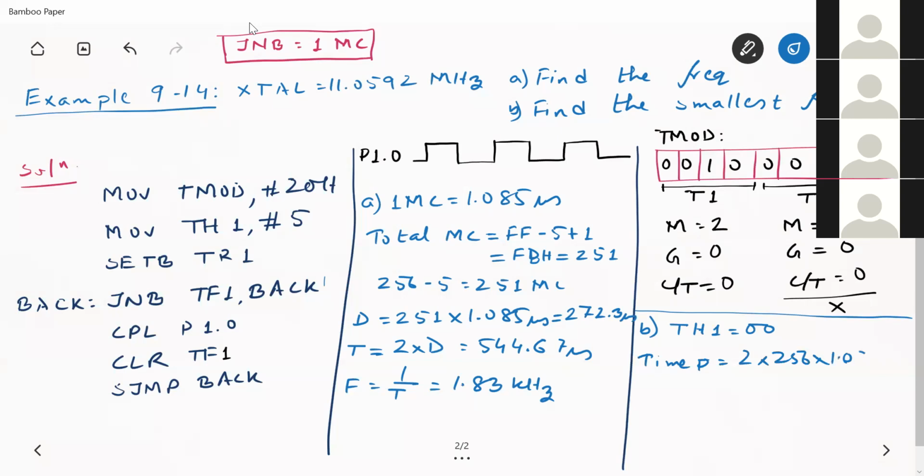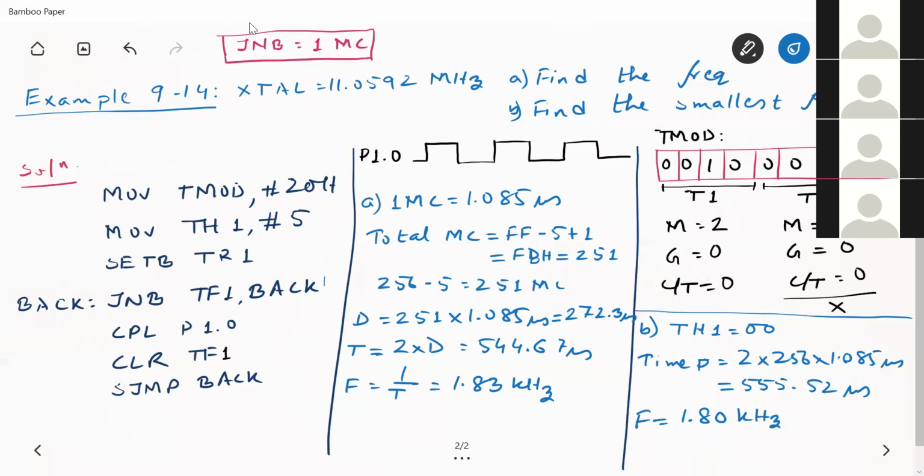Can I write this thing? Yes, sir. Okay, so we understood, right? So the time period will be 2 into 256 into 1.085 microsecond, which will come about 555.52 microsecond. Now, once we have the time period, we can find the frequency by 1 over time period, and it will be 1.80 kilohertz.